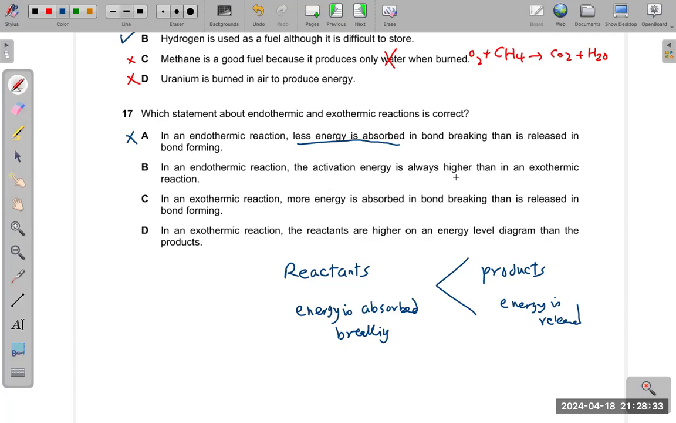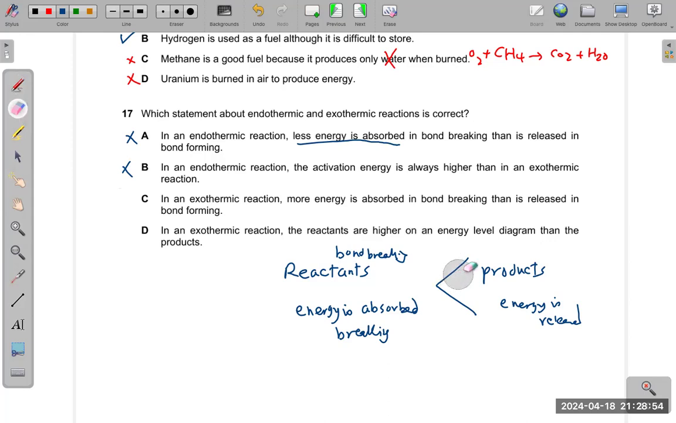الاكتيفيشن energy اعلى من الاندوثيرميك reaction. مفيش اي حاجه قالت لنا كده. In exothermic reaction, more energy is absorbed in bond breaking than is released in bond forming. نفس الكلام. Bond breaking, more energy is absorbed in bond breaking than is released in bond making.